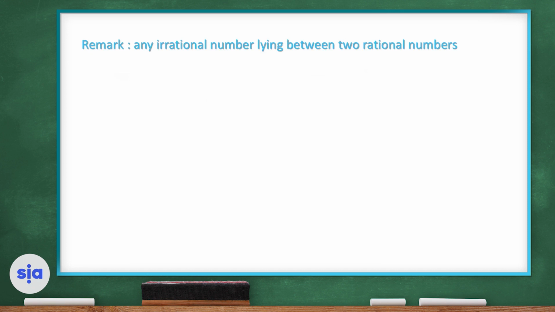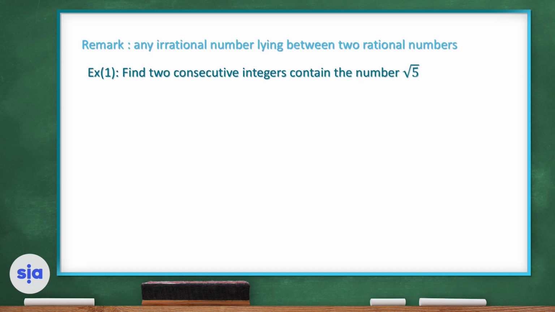Any irrational number lies between two rational numbers. In this example, the question is asking us to find two consecutive integers that contain the number square root of 5. Two integers that have square root of 5 in between. How can we do this?